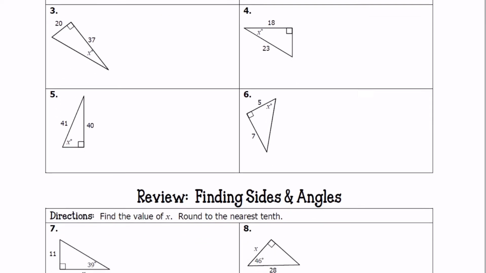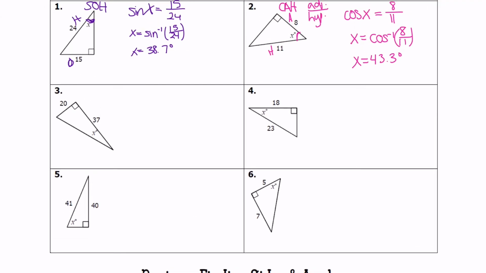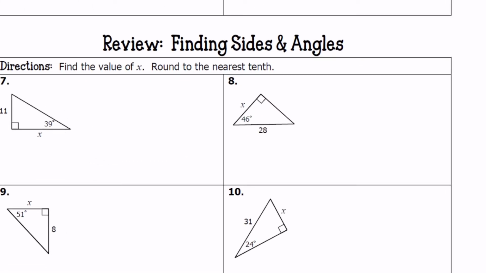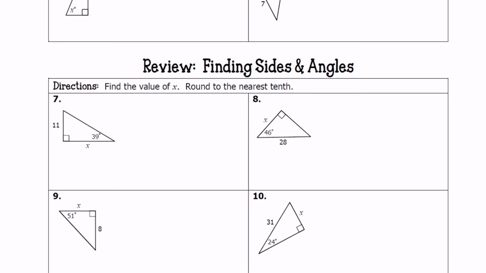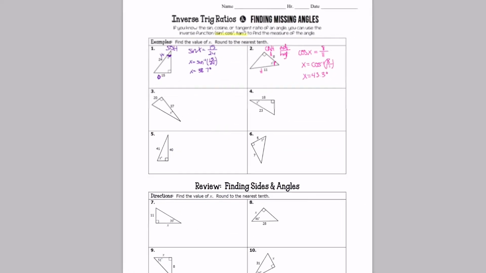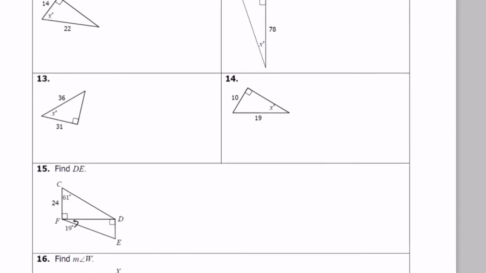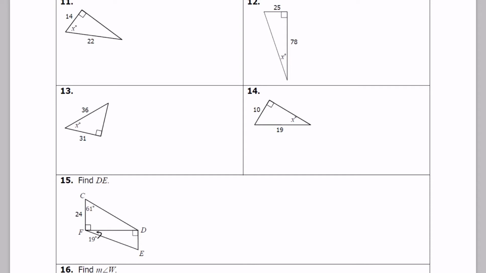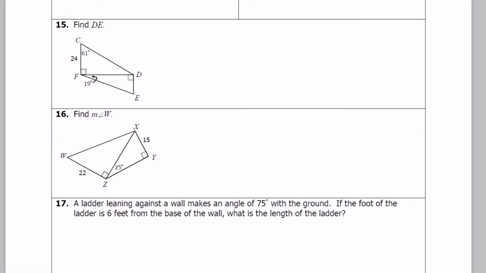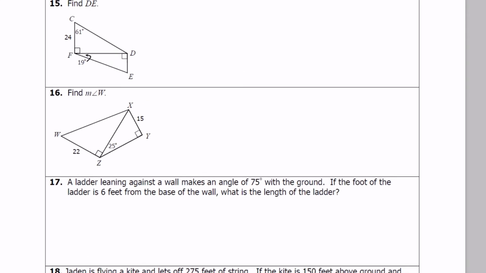So go ahead and finish 3, 4, 5, and 6. And then the rest of this section is all review. Number 7 through 10 are finding missing sides, so using what we learned in the last section. And then 11 through 14 is finding missing angles, so what we just did on 1 and 2. 15, 16, 17, and 18 are a little mix of all of them.